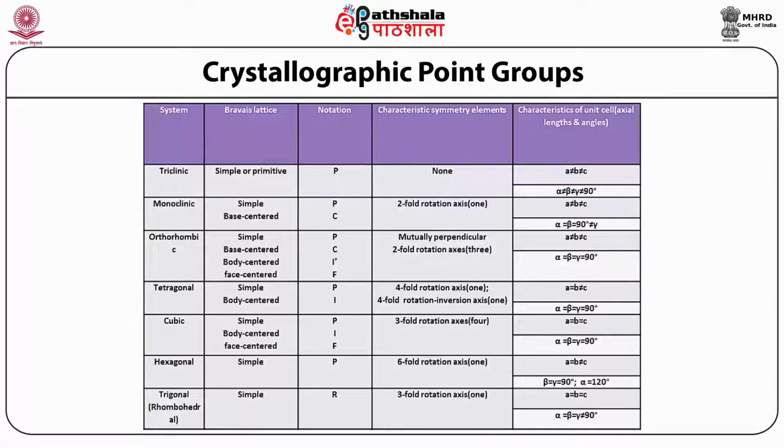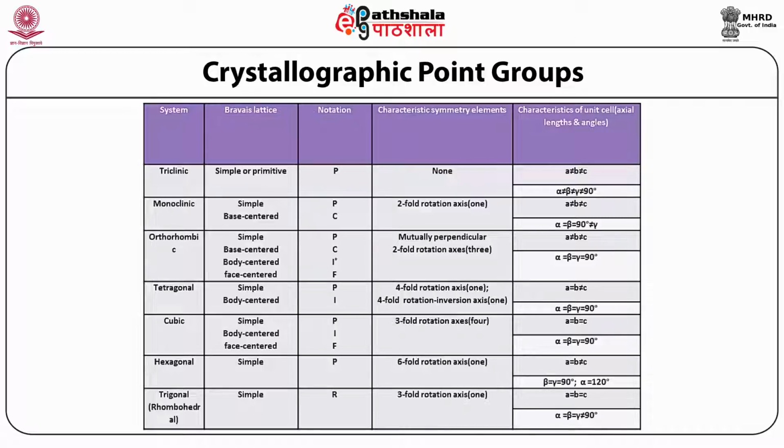Now in the first column we show the system. The triclinic system. The Bravais lattice is simple or primitive. Its notation is represented by capital P. The characteristic symmetry elements are none, and the characteristics of the unit cell, that is the axial lengths and angles: the axial lengths are a is not equal to b is not equal to c, and the axial angles alpha is not equal to beta is not equal to gamma is not equal to 90 degrees.